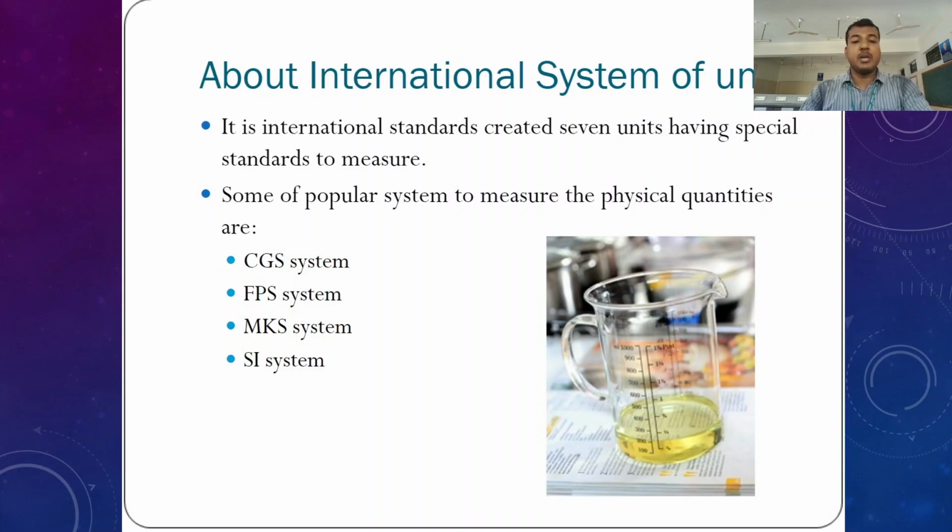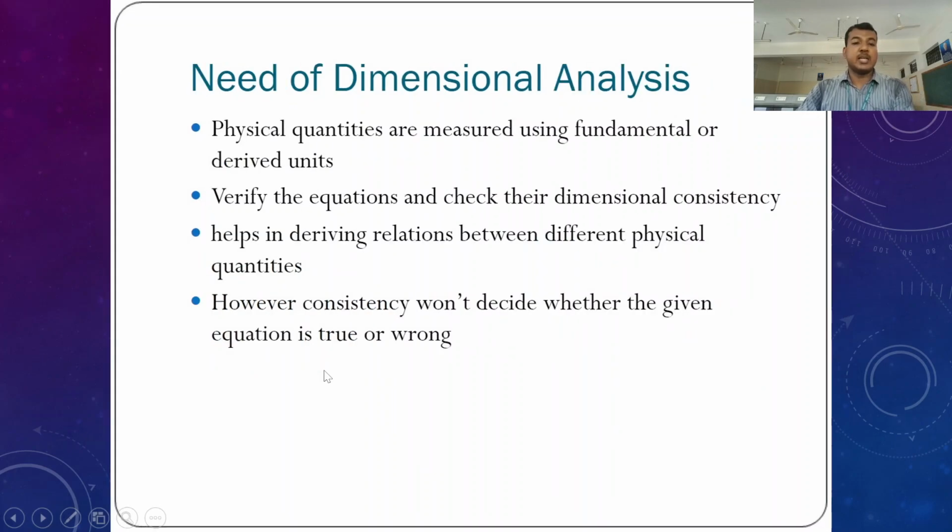Say, for example, in CGS, the length is represented with respect to centimeter, and the weight is represented with respect to gram. In the second one, the FPS system, the length is represented with respect to feet, and the weight is represented with respect to pound. And the third one is MKS, where length is represented with respect to meters, and the weight is represented with respect to kilogram. And the last one is the SI system.